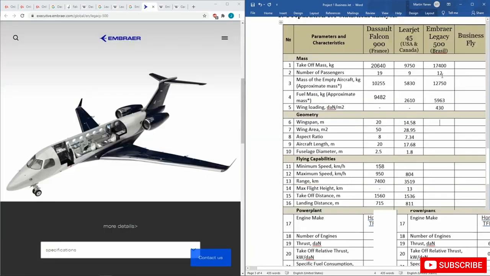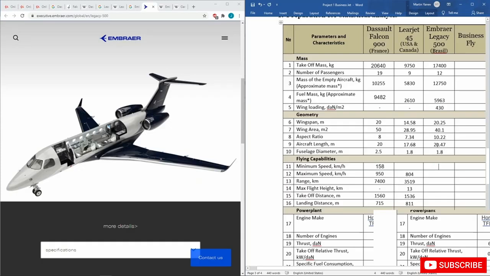So for Embraer, the takeoff mass was 17,000 kilograms, the number of passengers 12, the empty aircraft mass was the stunning 12,000 kilograms, the fuel mass was 5,900 kilograms, and the wing loading, here I managed to find it, it was 430. Then for the geometry, the wingspan was 20.25, the wing area was 40, the aspect ratio was 10.22, the aircraft length was 20.47, and the fuselage diameter was 1.8.